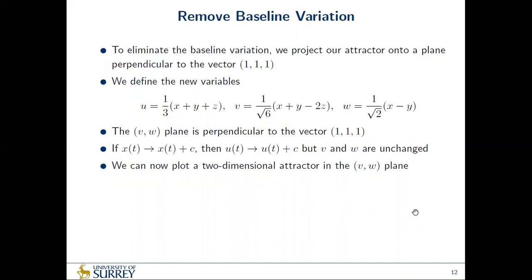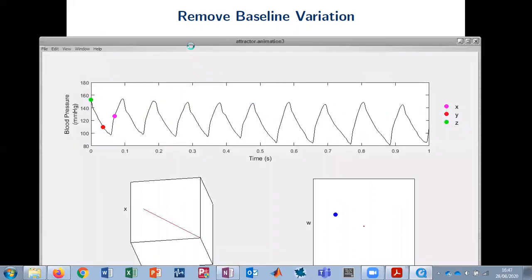So simply to eliminate baseline variation, we project our attractor onto a plane perpendicular to this 1, 1, 1 vector. And you do the algebra, you come up with 3 new variables, an orthogonal coordinate system, u, v and w, where v and w is the plane perpendicular to the vector 1, 1, 1. And so if we shift our signal by c, then that's picked up by the variable u, but v and w are unchanged. So we can now plot a 2-dimensional attractor in the vw plane. And it looks something like this.